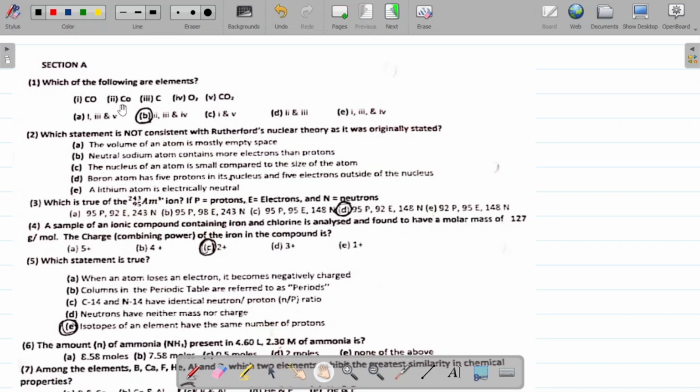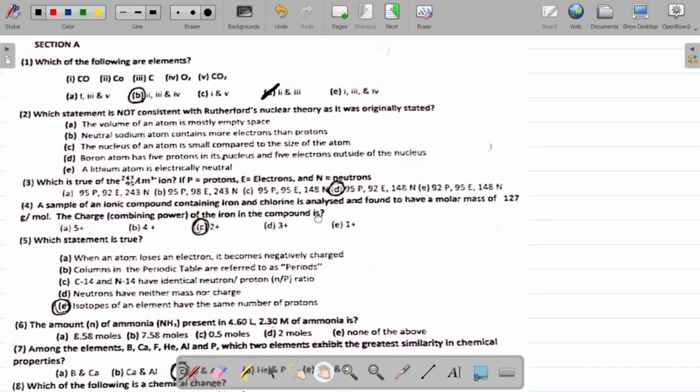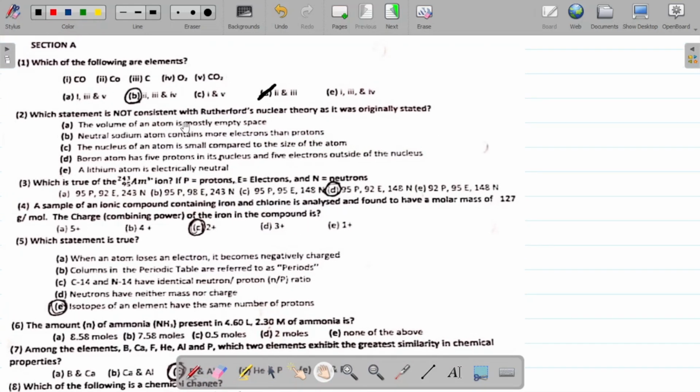So for this question, the correct option is option D, that is II and III. So option D, this one here, is your correct option. Question number 2. Which statement is not consistent with Rutherford's nuclear theory as it was originally stated?